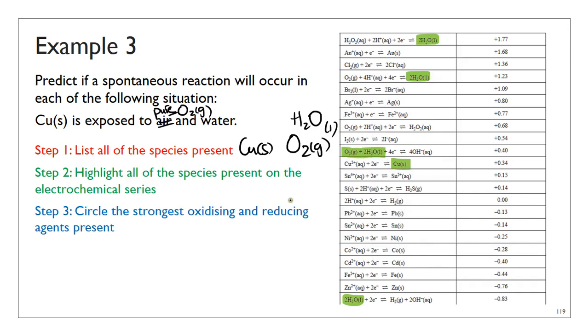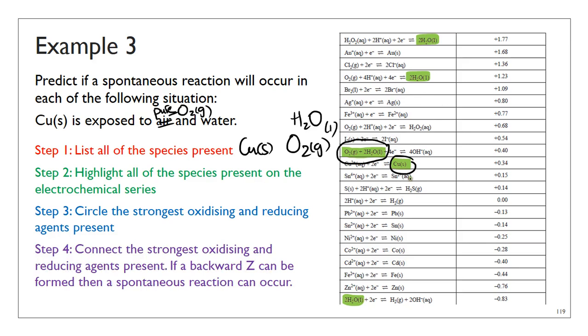Step 3 is to circle the strongest oxidizing and reducing agent present. So once again, if you consider the species on the left side of the series, O2 and H2O is the highest, so it's going to be the strongest species here. And on the right, it's going to be copper, which is the lowest out of all the species on the right. And then I'm going to connect them.